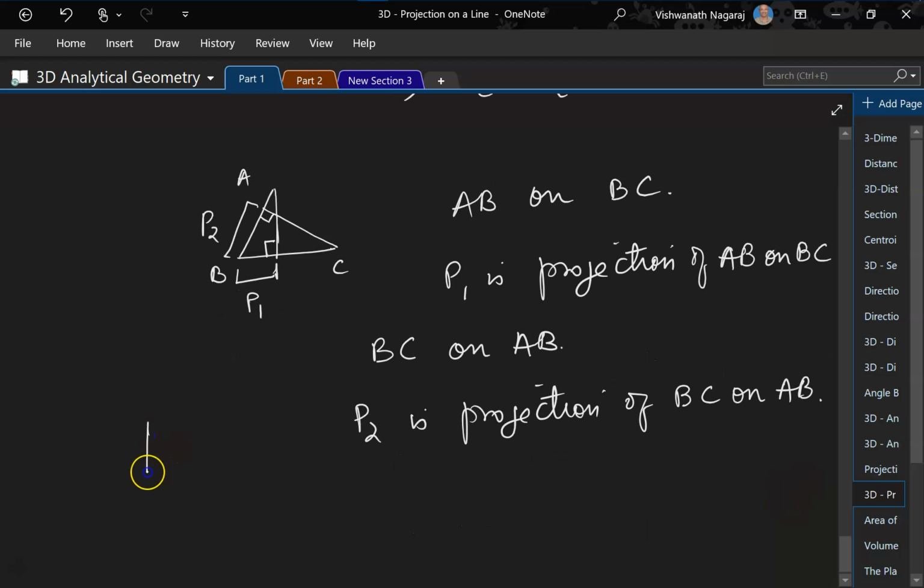Of course, if you have a 90-degree angle between these two, then there will not be any shadow. So the projection would be 0. Similarly, if this is A, B, C, then AB on BC is 0 and BC on AB is 0 if the angle is 90 degrees.